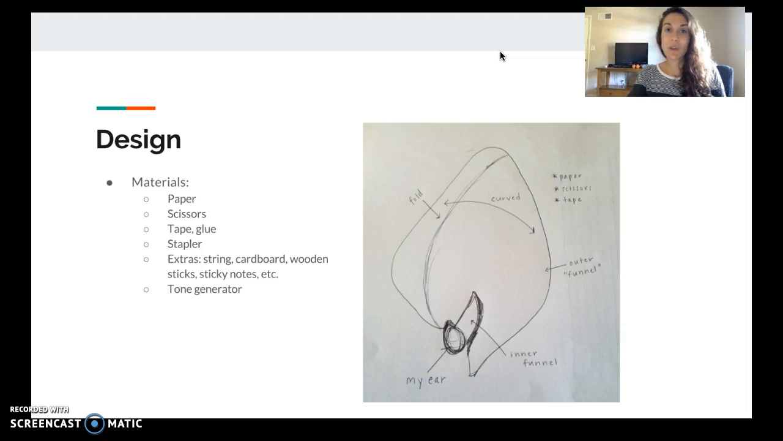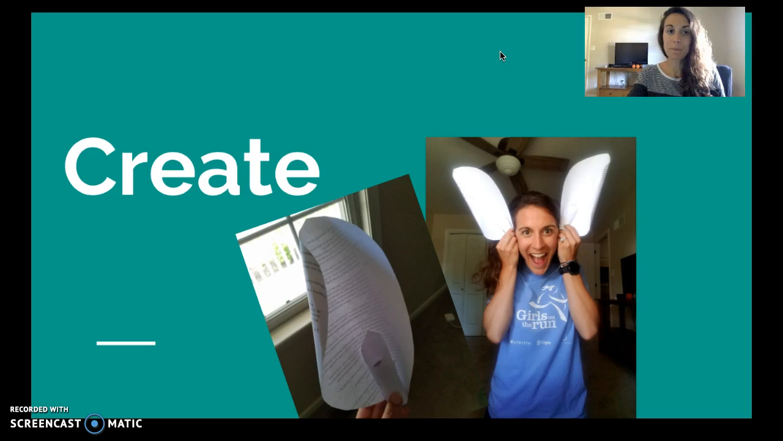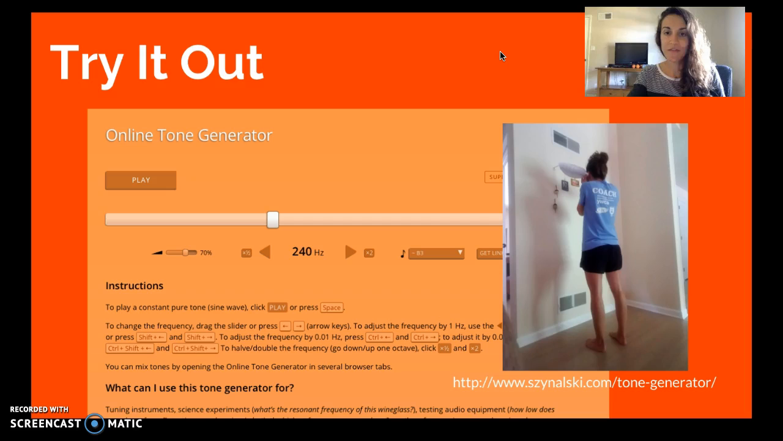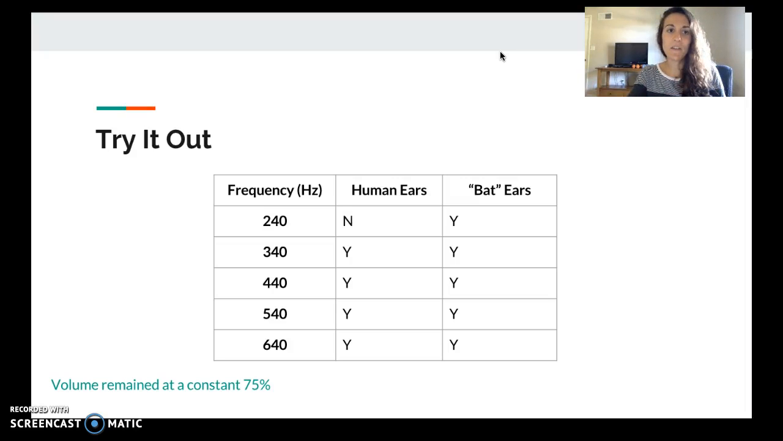I also used a tone generator. I used an online one, but I do have one at school that students would be able to use as well. I decided to create my bat ears and then try them out on the other side of the walls where my computer was, and then I stood there with the bat ears and my human ears to test it out. During the first session, I kept the volume at a constant 75%, and I determined whether or not I could hear it with my human ears and my bat ears based on the frequency.